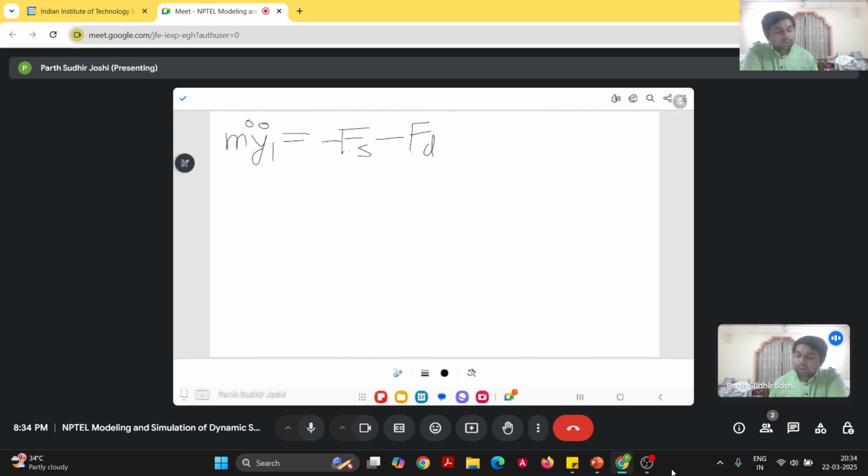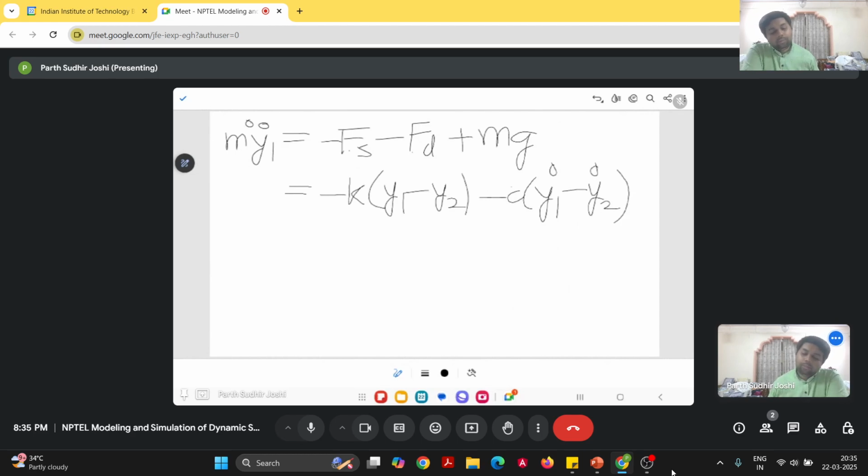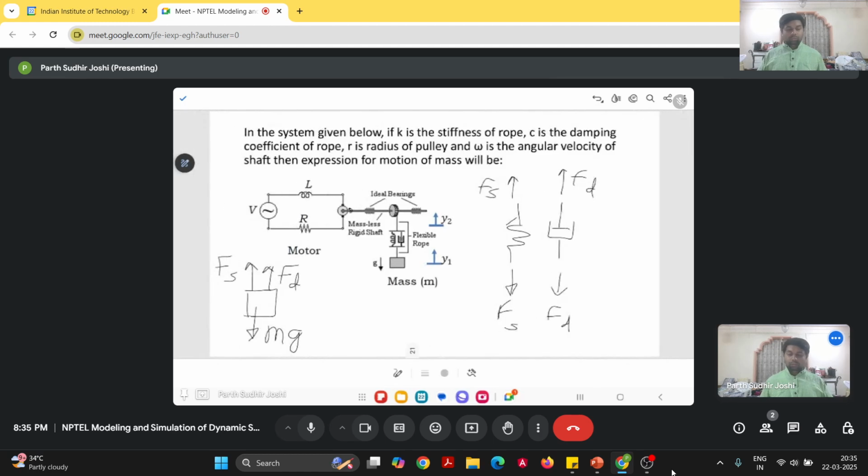So now the equation for the spring force can be written as minus k into (y1 minus y2), minus the damping force c into (y1 dot minus y2 dot), plus weight. So this is the expression for the motion of the mass.